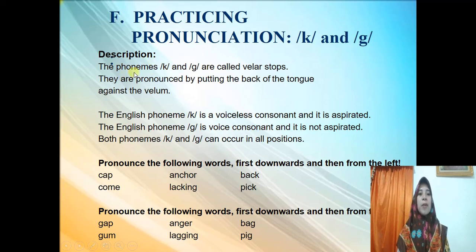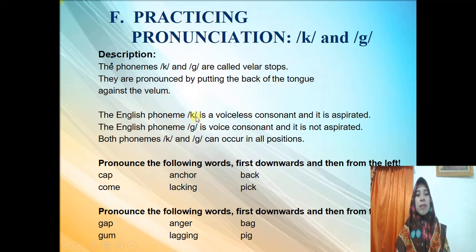Description. The phonemes K and G are called velar stops. They are pronounced by putting the back of the tongue against the velum. Once more, the description: the phonemes K and G are called velar stops. They are pronounced by putting the back of the tongue against the velum.